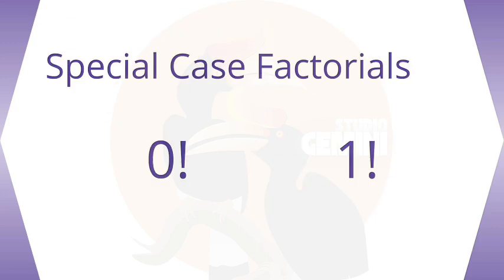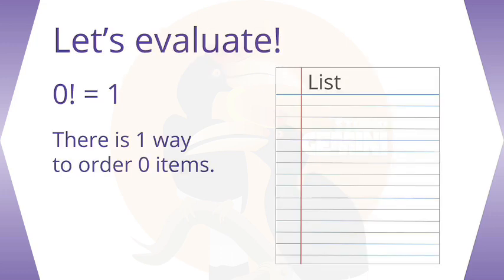Let's go back to some special case factorials. They're special because they are the only factorials that require no multiplication. 0 factorial is 1. If you had to order no items, there is only one way to do that, a blank list. 1 factorial is also 1. If you think about it, there's only one way to order 1 item.